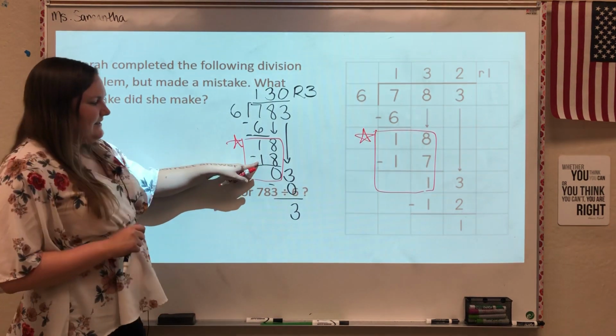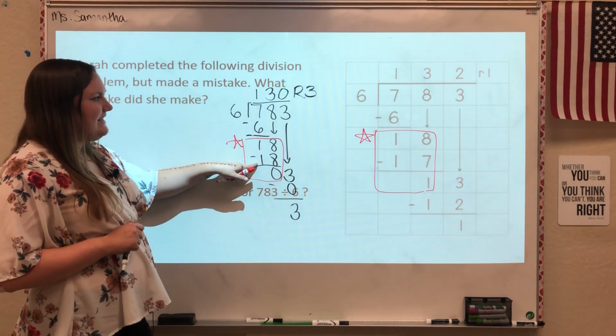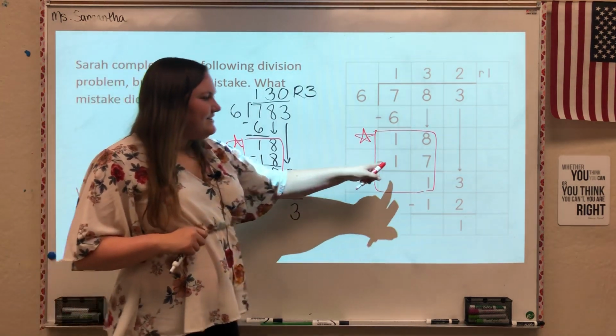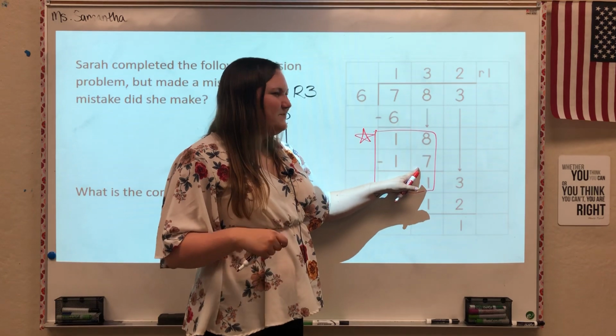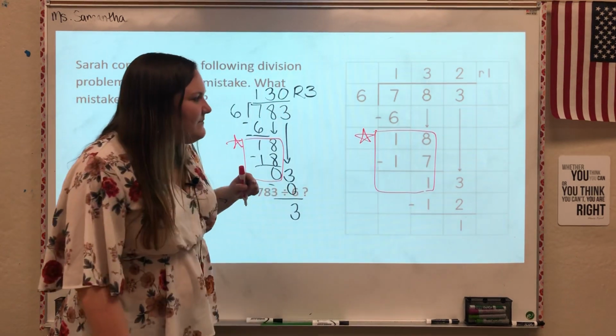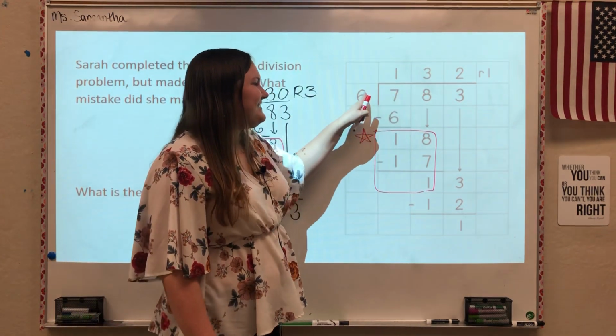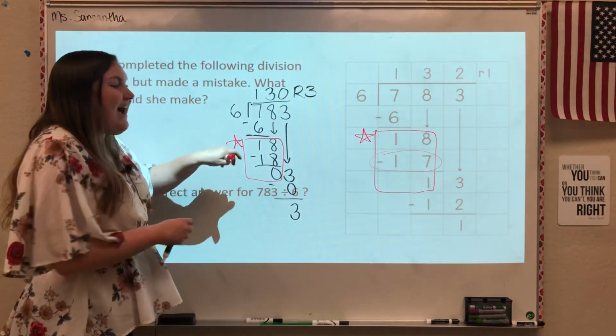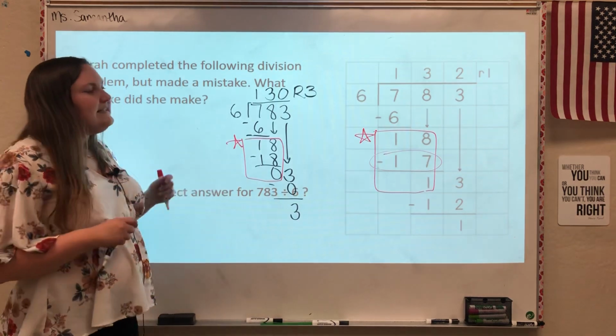So we've got to look at her work. Where did our 18 come from? Well, our 18 came from 3 times 6 giving you 18. She's got 17 though, which means what was she thinking? Well, she must have been thinking 3 times 6 was 17. So see how having this work here can really help you find these mistakes?